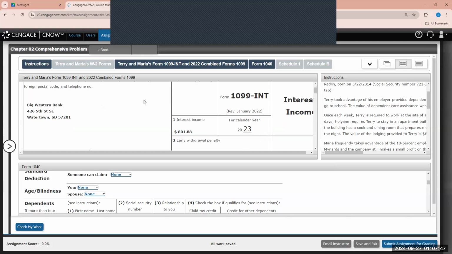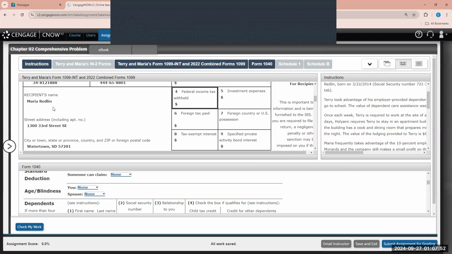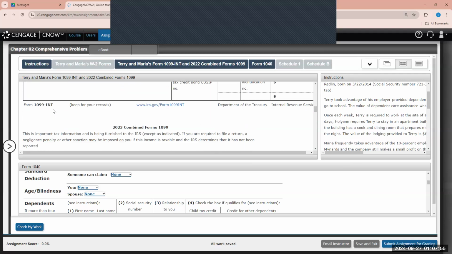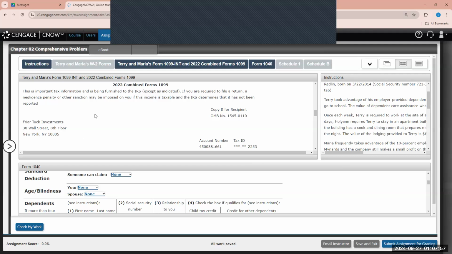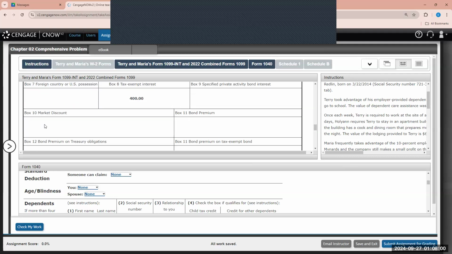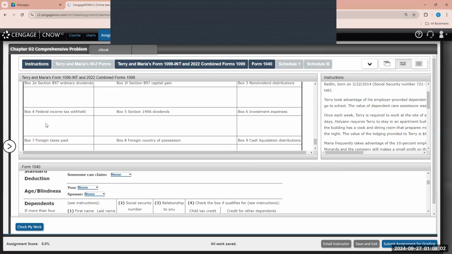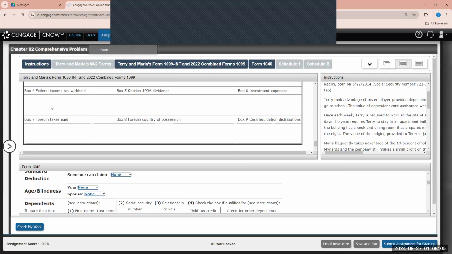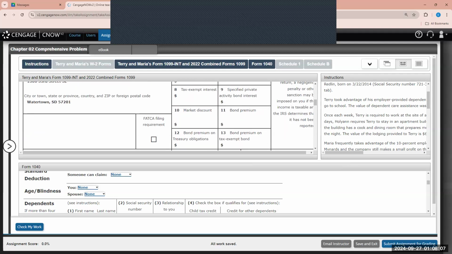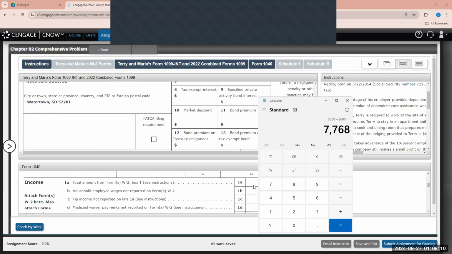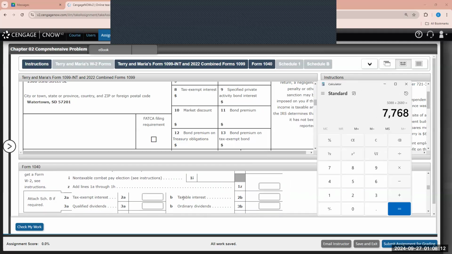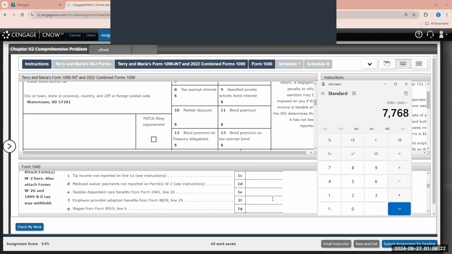All right, so here we see there is a 1099 INT from Big Western Bank in Maria's name. And then there is a joint combined Form 1099 from Friar Truck Investments. And we have a 1099 INT in addition to a 1099 DIV. So we start to go through the information. And we see the first thing on Form 1040, line 2A asks for tax-exempt interest, and line 2B asks for taxable interest.